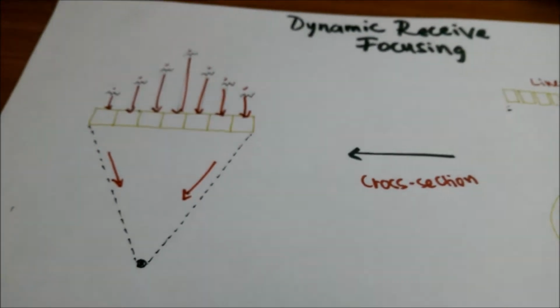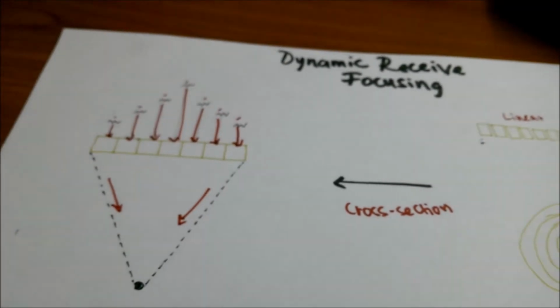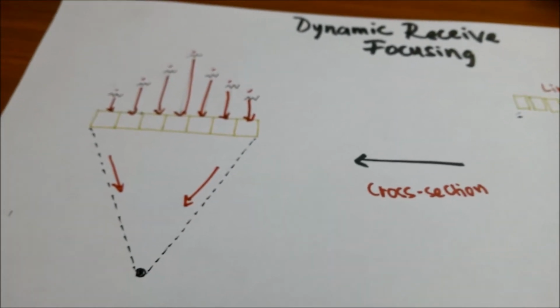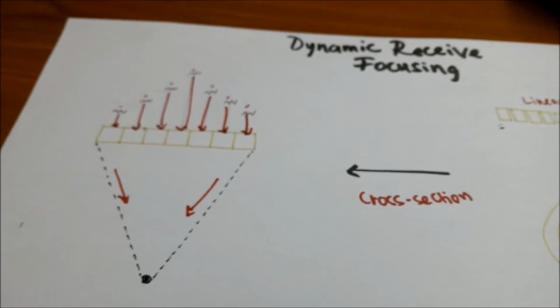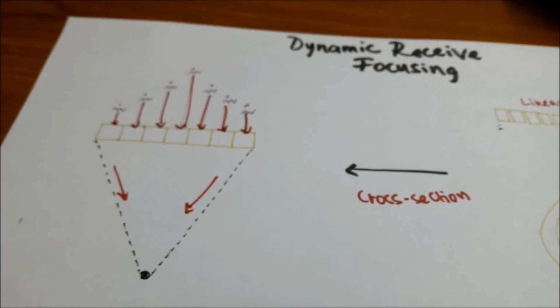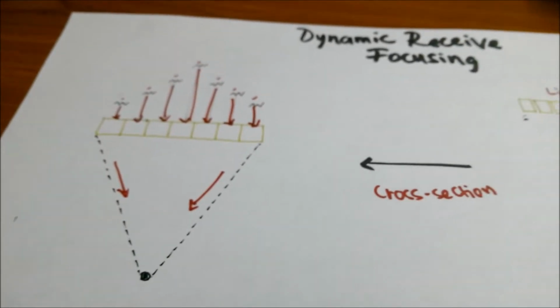Receive focusing is to improve image clarity. Phased array transducers are capable of both transmit and receive focusing. The dynamic receive focusing cannot be changed by the sonographer. It is controlled by the ultrasound machine.